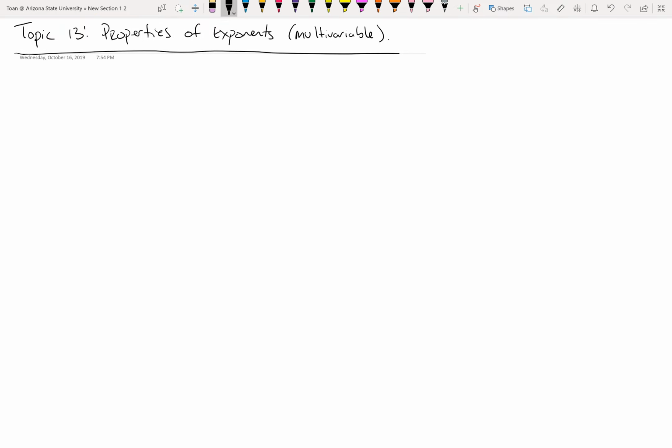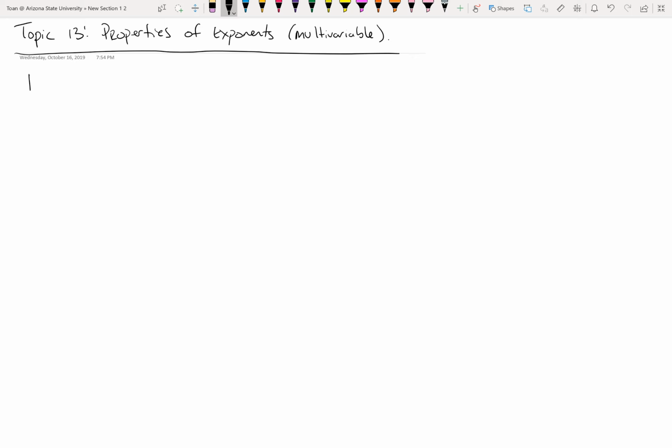So topic 13 is more simplifying using the properties of exponents, except all of these problems will have multiple variables in them. But honestly, it's the same concept. It's utilizing the same properties. So as a refresher, let's talk about the properties again.